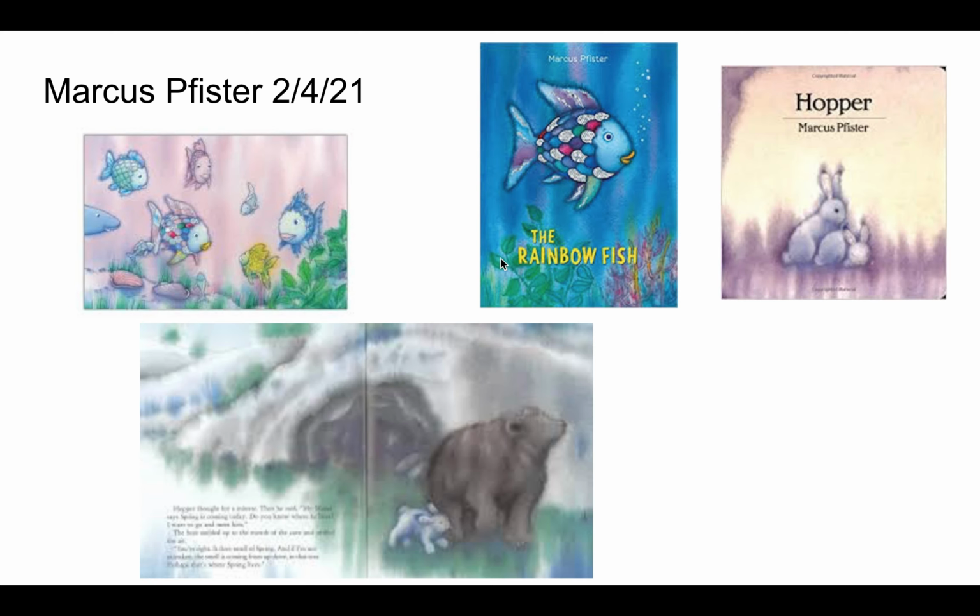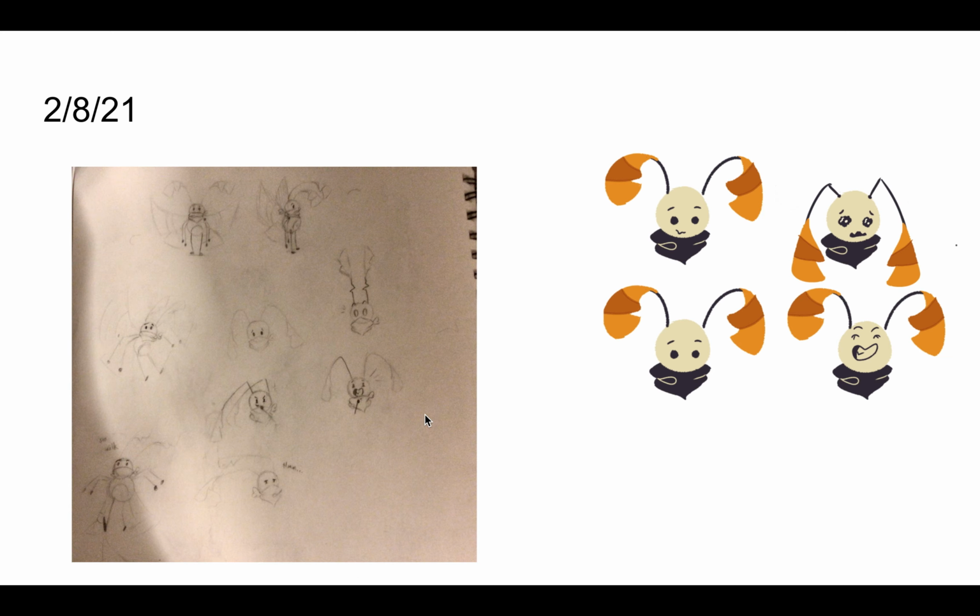I also looked into how professional authors created their own storybooks. I looked into the work of Marcus Pfister, who wrote The Rainbow Fish and Hopper. Very beautiful work. Here's some expression work, seeing how I can use the more foreign elements of design to create better expression and pose.